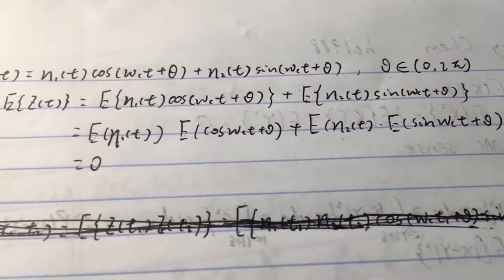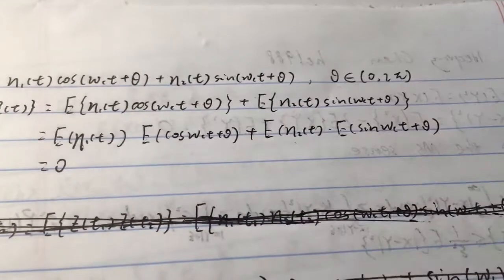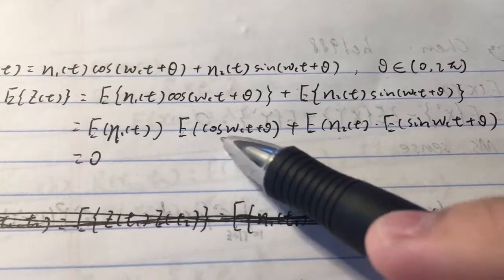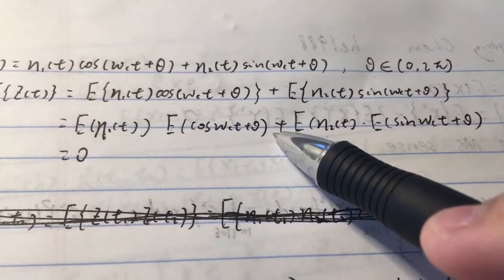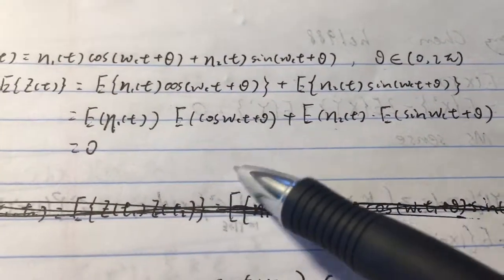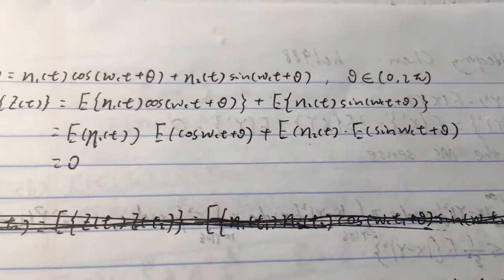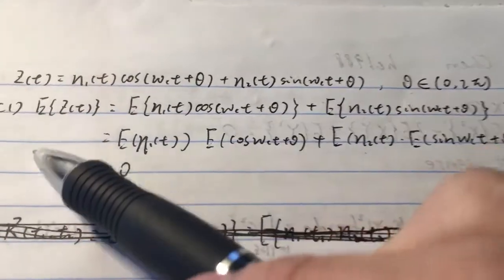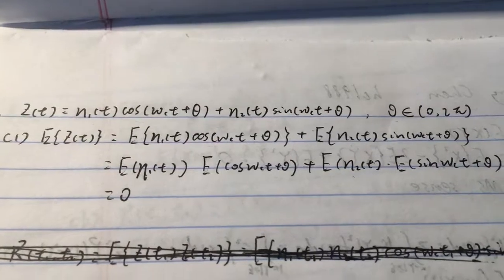Also we know that for the cosine, we can use the integral transformation, and theta is from 0 to 2 pi. So the value of the integral of this and this are both 0. So the expected value of z(t) should be 0. So this is the first question.